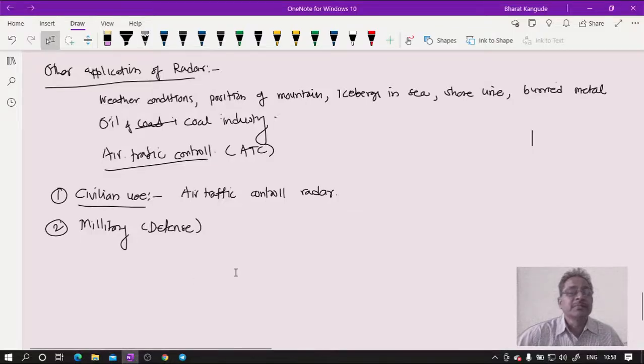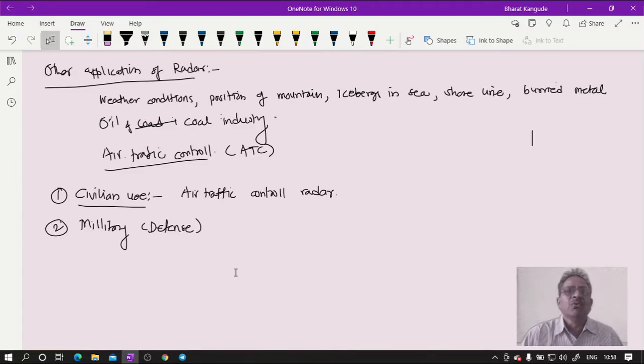So this military or defense we have already seen. In defense, these types of radars are generally used for detecting enemy aircraft, as well as identifying our own aircraft. Therefore, all these operations at the time of war or daily operations of all these types of aeroplanes, devices, missiles, etc., are possible by this military radar.